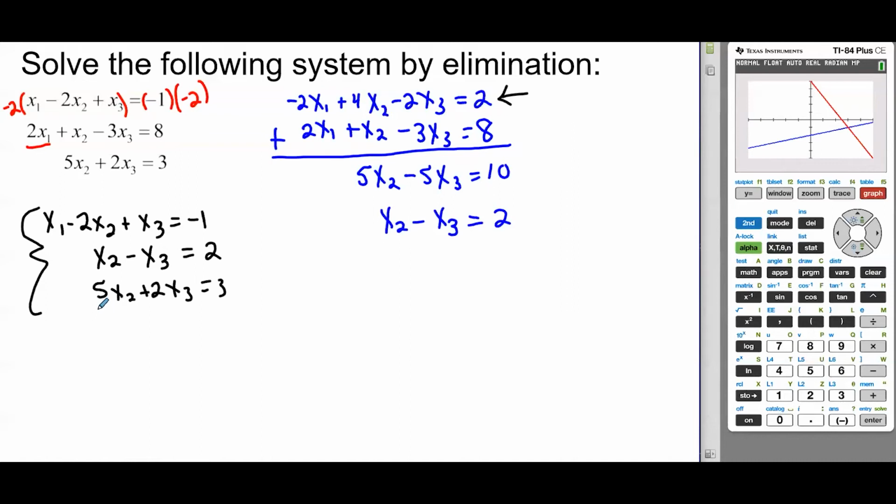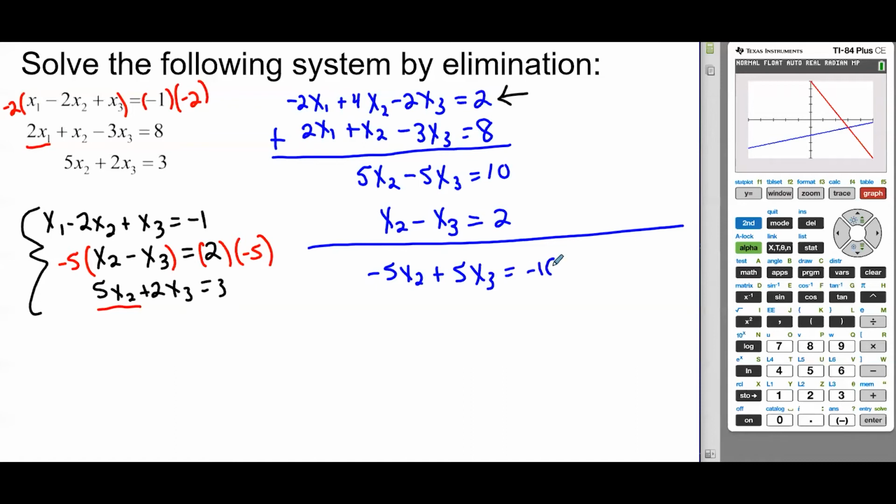So next, I want to eliminate the second variable from the third equation, the x2 variable. And I'm going to use the second equation to do that. So I need to multiply this by -5 on both sides. Again, I'll work this out on the side, so this will be -5x2 plus 5x3 equals -10. And I'll write down the third equation, 5x2 plus 2x3 equals 3. And we'll do our addition problem. And yes, the x2 variables are going to cancel out. I get 7x3 equals -7. And I solve for x3, I get -1.